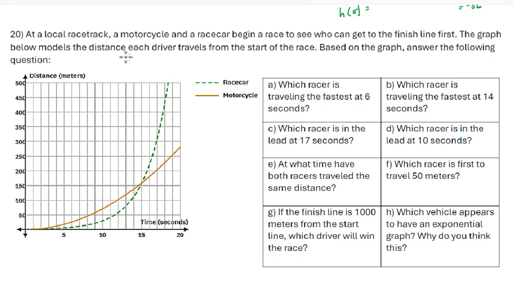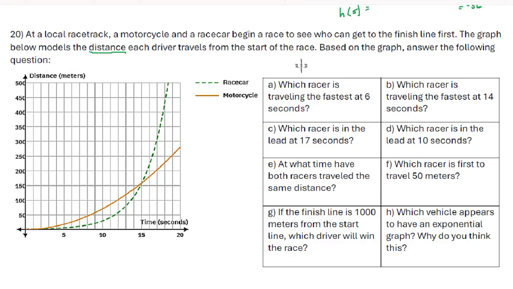So here's our story. At a local racetrack, a motorcycle and a race car begin a race to see who can get to the finish line first. The graph below models the distance each driver travels from the start of the race. And if you look at the graph, you can see distance is measured in meters. Distance each driver travels from the start of the race. Based on the graph, answer the following questions.